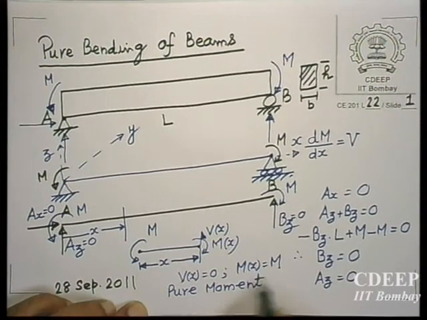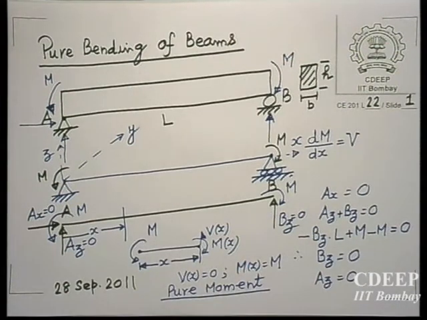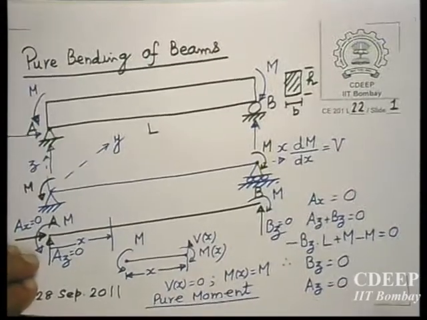So we are talking of such beams. When we are saying pure bending of beams, we are talking of this. There is no change of moment along the length of the beam. What are the other situations when we can have this?